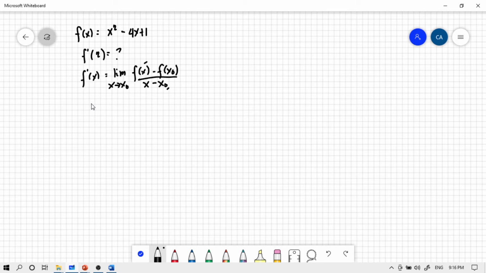So our f of x of o equals 2 squared minus 4 times 2 plus 1. And this is equal to 2 raised to 2 is 4 minus 8 plus 1. Again, this is equal to 4 minus 8 negative 4 plus 1 is negative 3. So we have f of x of o is equal to negative 3.